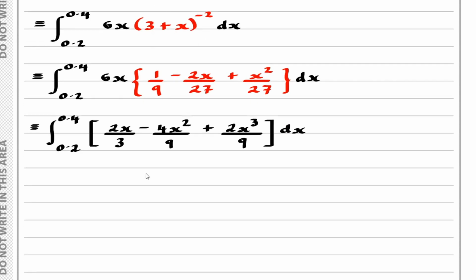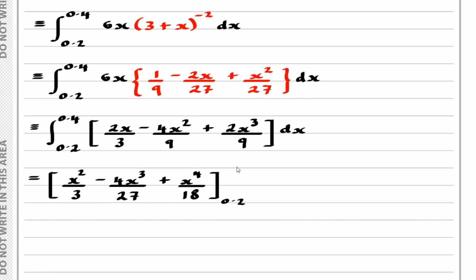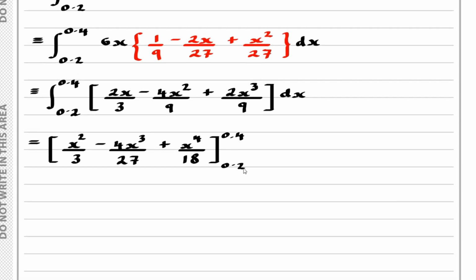So now we can integrate each term. Integrating 2x over 3, we end up with x squared over 3. Integrating negative 4x squared over 9, we end up with negative 4x cubed over 27. Integrating 2x cubed over 9, we end up with x to the 4 over 18. And this is going to be evaluated between 0.2 and 0.4.